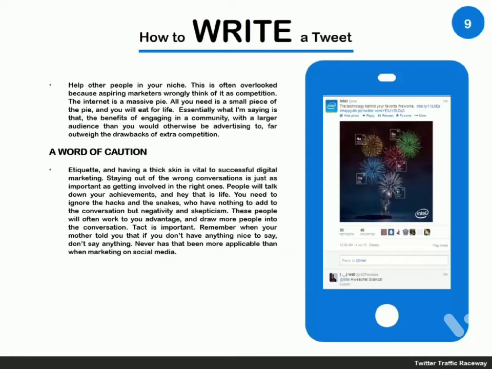Tact is important. Remember when your mother told you that if you don't have anything nice to say, don't say anything? Never has that been more applicable than when marketing on social media.